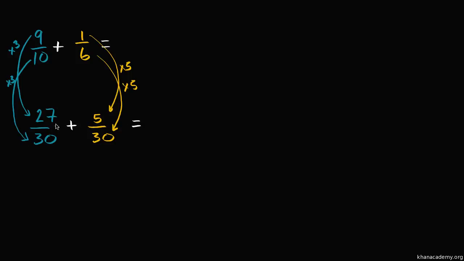And it's fairly straightforward. We have a certain number of 30ths added to another number of 30ths. So 27/30 plus 5/30. Well, that's going to be 27 plus 5 over 30, which of course is going to be equal to 32 over 30.